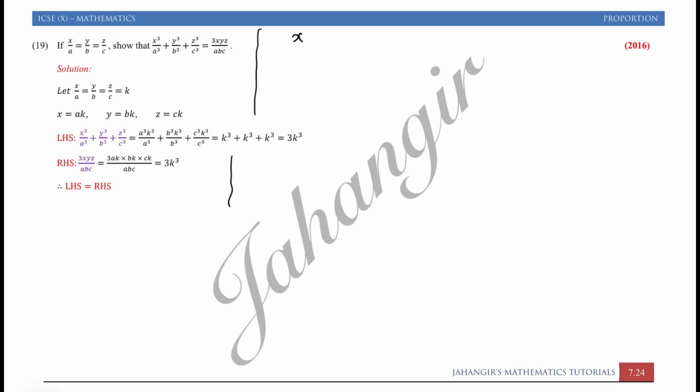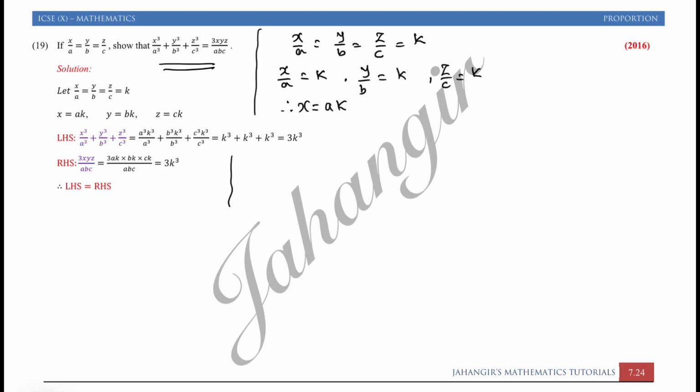We have x upon a is equal to y upon b is equal to z upon c. You have to show this. That means here we are going to take k method. So I can say x upon a is equal to k, y upon b is equal to k, and z upon c is equal to k. So therefore I can write x is equal to ak, y is equal to bk, and z is equal to ck. So now let's write LHS.